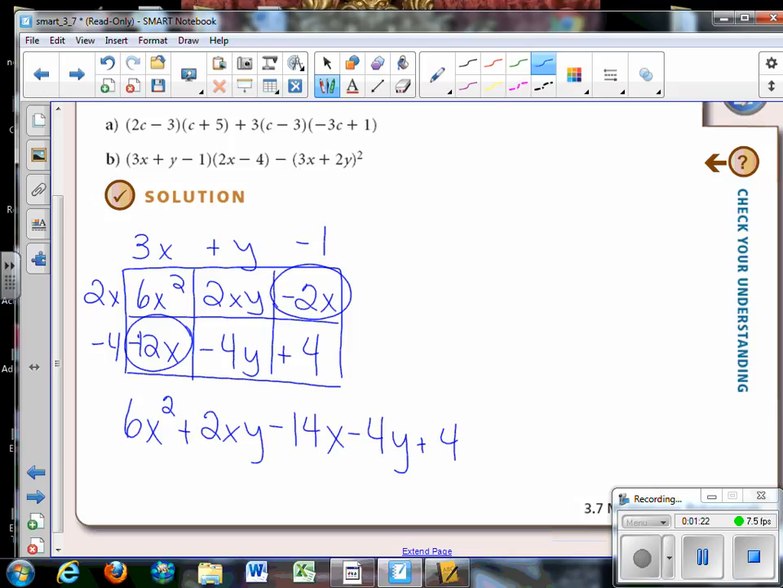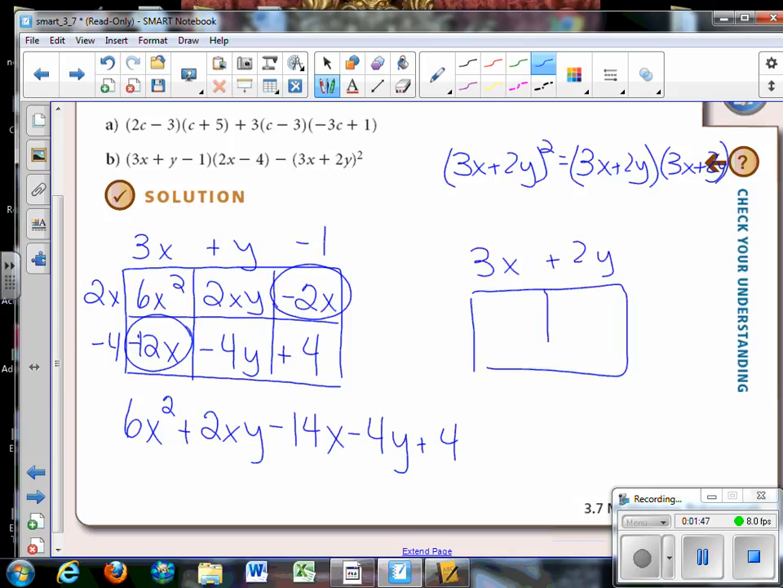Now the second part is minus 3x plus 2y, squared. This one you need to FOIL. Keep in mind 3x plus 2y squared is actually 3x plus 2y times 3x plus 2y. A lot of people forget that and then you miss your middle term. So when we FOIL this, we have 3x plus 2y times 3x plus 2y. So you have 9x squared, 6xy, 6xy, and 4y squared.